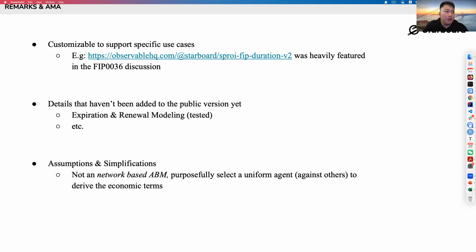I also want to let you know that this is not a network-based agent-based simulation per se, because in a traditional agent-based simulation, you would input a list of all SPs on the network, provide them with reasonable assumptions, and let them interact with each other. Here, we purposely select one uniform agent, to isolate the storage provider business assumptions and use that to derive the economic terms.